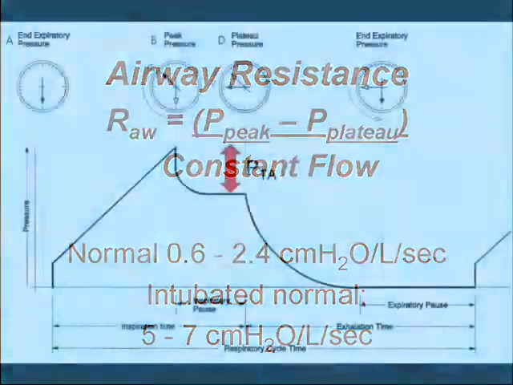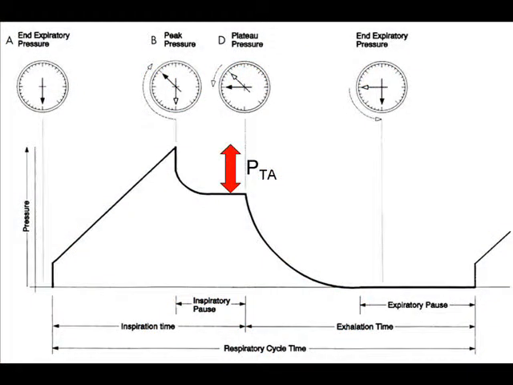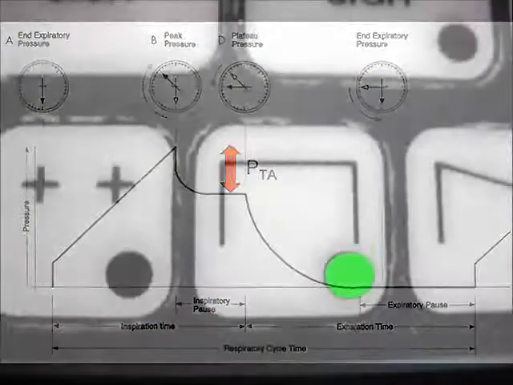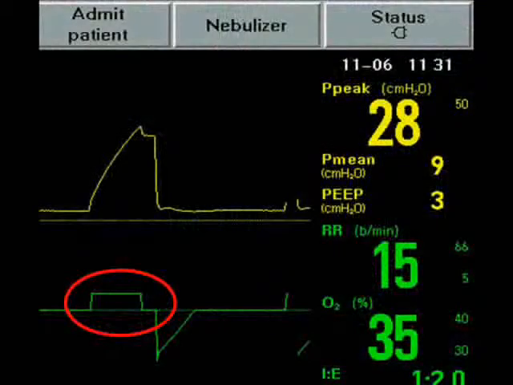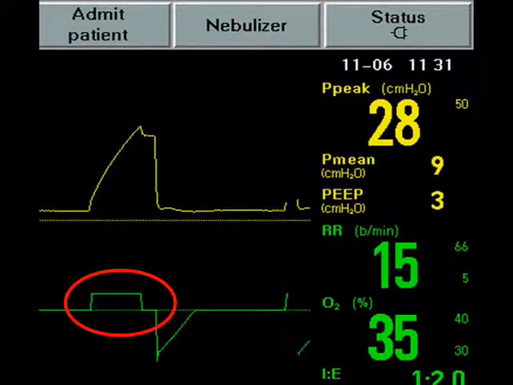During the preparation and monitoring of the static compliance maneuver, the data for the airway resistance calculation may also be sought. The peak inspiratory pressure minus the P plateau, all divided by the flow in a constant flow waveform pattern in liters per second, may be obtained.